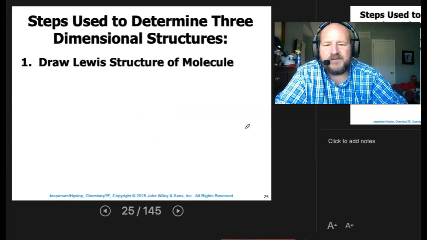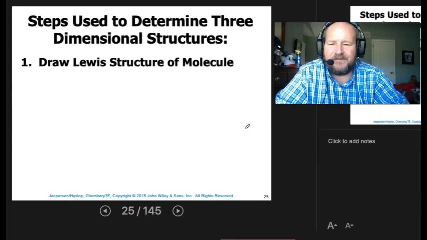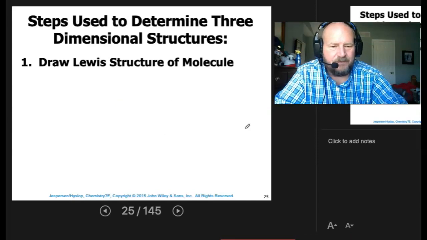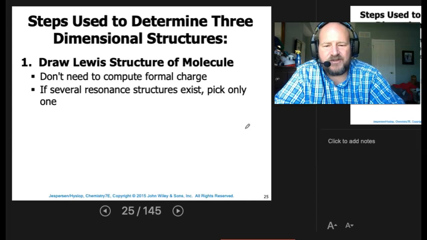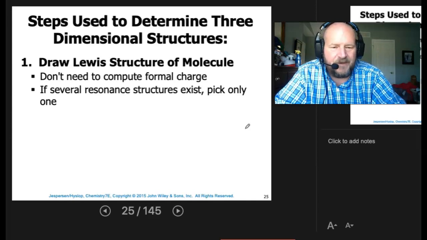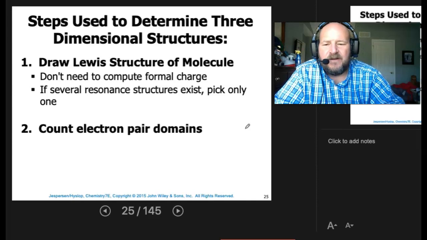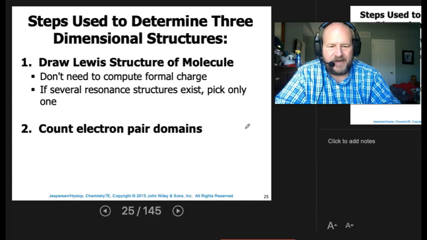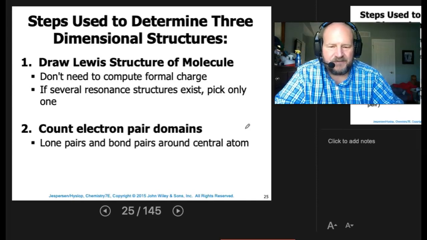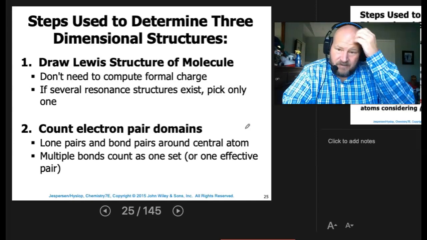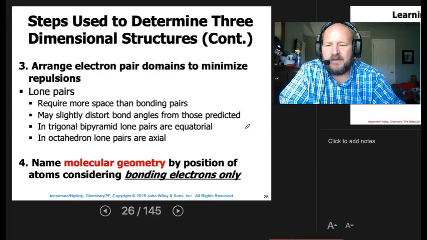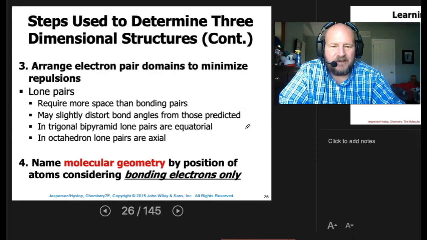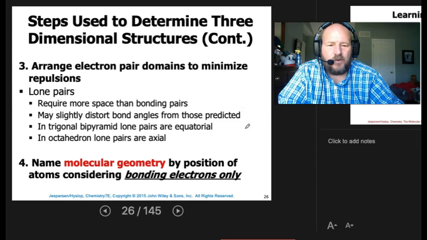All right, so steps used to determine three-dimensional structures. Again, the first thing we'll do is draw out the Lewis structure of the molecule. We don't need to compute the formal charges to necessarily do this. If you have several resonance structures that exist, we're just going to pick one of them and work through the problem. The next thing you want to do is count your electron pair domains, lone pairs and bond pairs around the central atom. Okay, so we'll draw the Lewis structure of the molecule, we'll count out our pairs, then we're going to arrange our electron pairs to minimize repulsion.